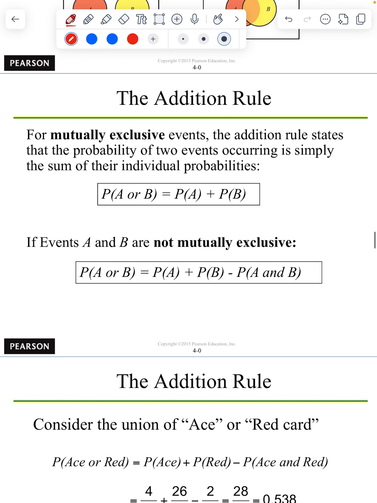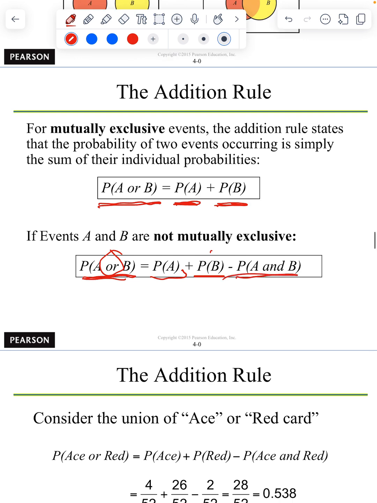For mutually exclusive events, the addition rule states that the probability of either event occurring is simply the sum of their individual probabilities. So you've got probability of event A or B, and you've got probability of A plus probability of B. If the events A and B are not mutually exclusive, the probability of A or B is denoted by probability of A plus probability of B minus probability of A and B.